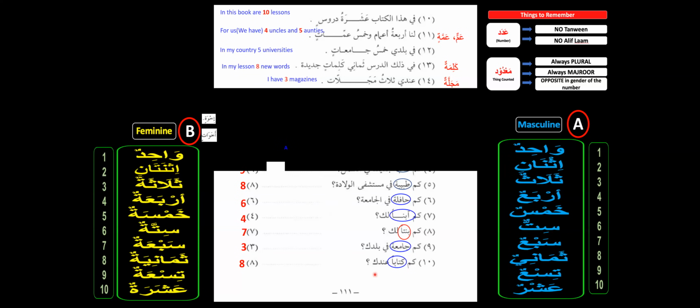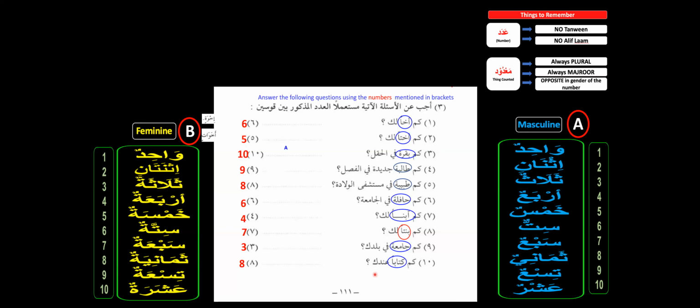There's really nothing much. Okay, answer the following questions using the numbers mentioned in the bracket. Though the numbers mentioned in the book are in Arabic, you should be well versed to understand what is written in Arabic. But just for your convenience, numbers are also written in English, but please don't rely on them. You should write number 1 to number 10 50 times.